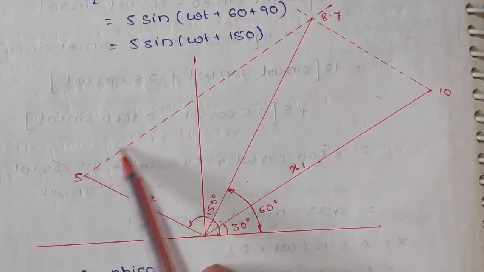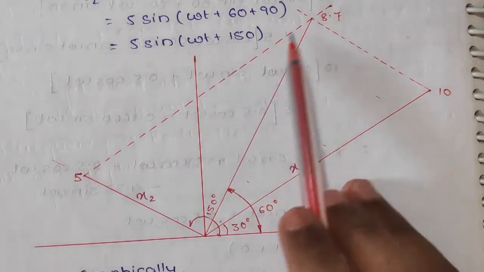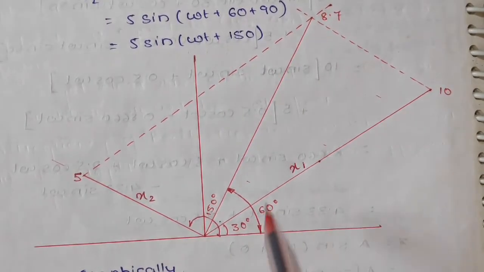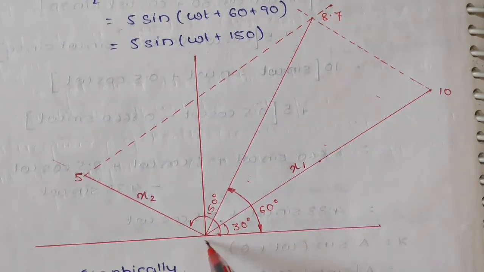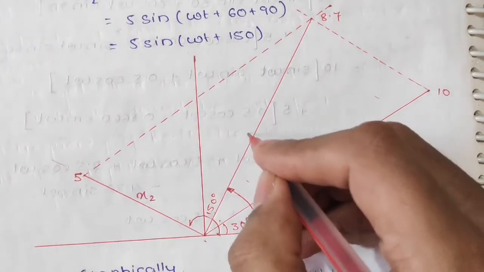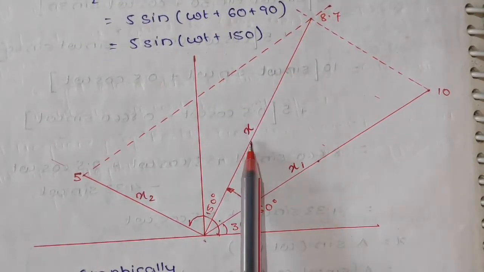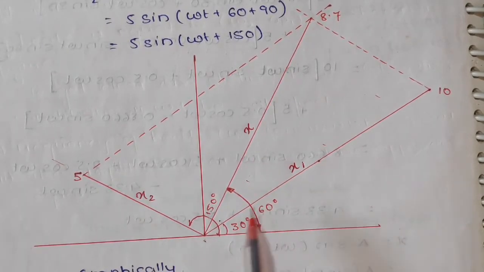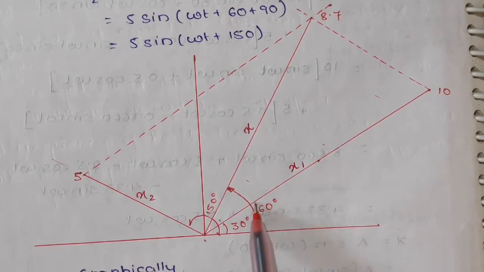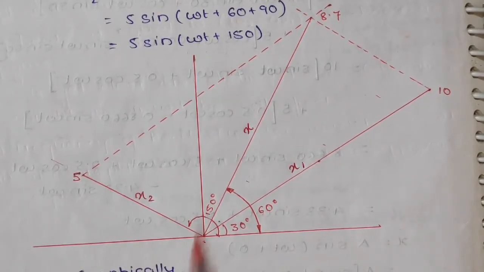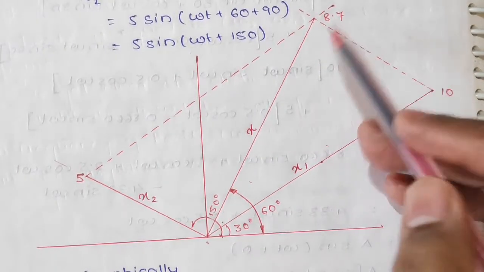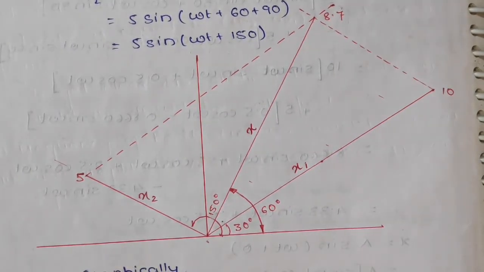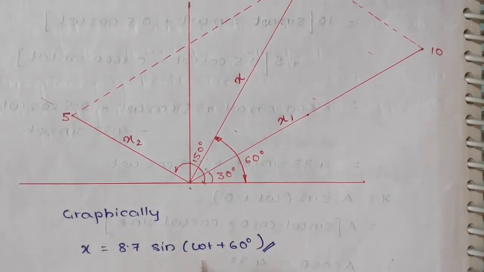Now I'll draw the resultant of this. I draw a construction line parallel to the x1 vector and another construction line parallel to the x2 vector, and they intersect at this particular point. Then from the origin I join with a straight line. This will be the resultant vector x, the sum of x1 plus x2. When I measure the angle, it comes to 60 degrees. When I measure this length, it comes to 8.7. So here it will be 8.7 sin omega t plus 60 degrees.